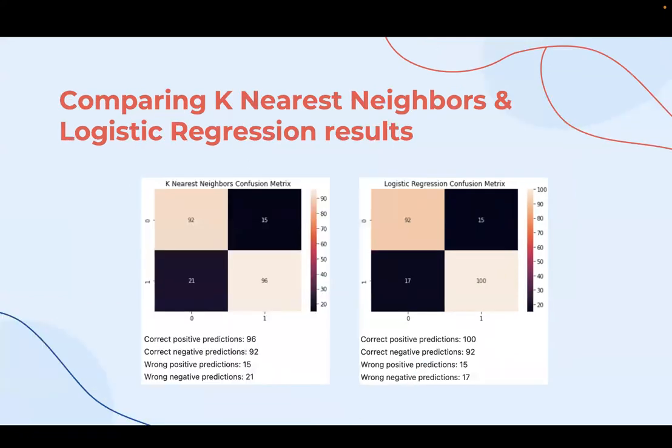The final comparison is between the two best results, k-nearest neighbor and logistic regression. As we can see, logistic regression has a higher correct positive prediction compared to k-nearest neighbor, and an equal correct negative prediction. Logistic regression has a lower wrong negative prediction and an equal wrong positive prediction compared to k-nearest neighbors. This means that the winner in this race is logistic regression.